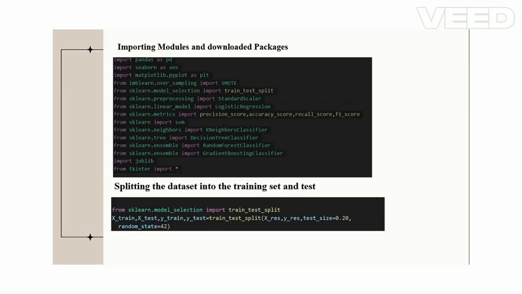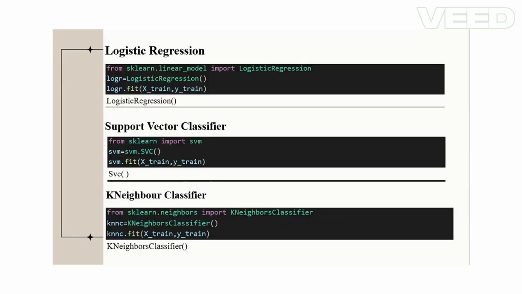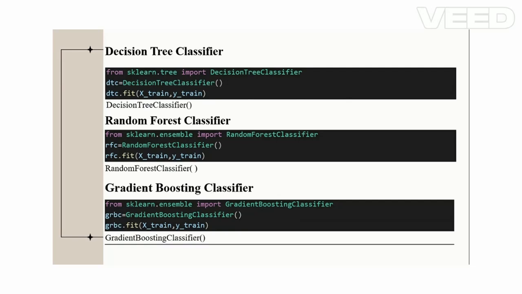Coming to logistic regression, it is a linear model used for binary classification that estimates the probability that an instance belongs to a particular class. SVM is a powerful classification algorithm that works by finding the hyperplane that best divides a dataset into classes. KNN is a non-parametric method used for classification by finding the majority class among the k nearest points. Decision tree is a model that uses a tree-like structure to make decisions based on feature values. Random forest is an ensemble method that constructs multiple decision trees and merges them to get a more accurate and stable prediction. Gradient boosting classifier is an ensemble technique that builds models sequentially, each new model correcting errors made by the previous ones.